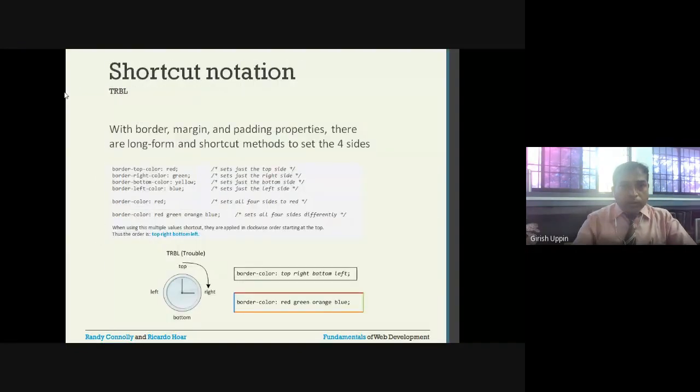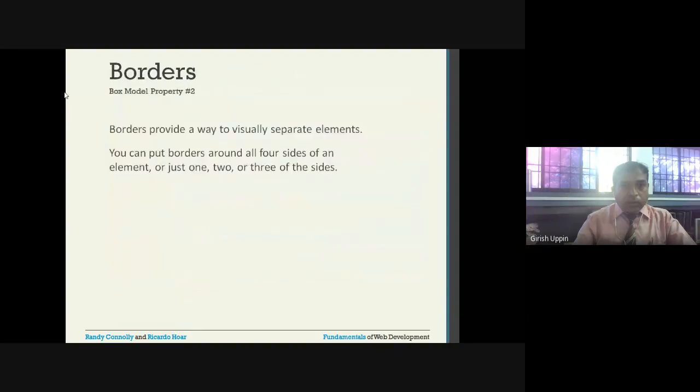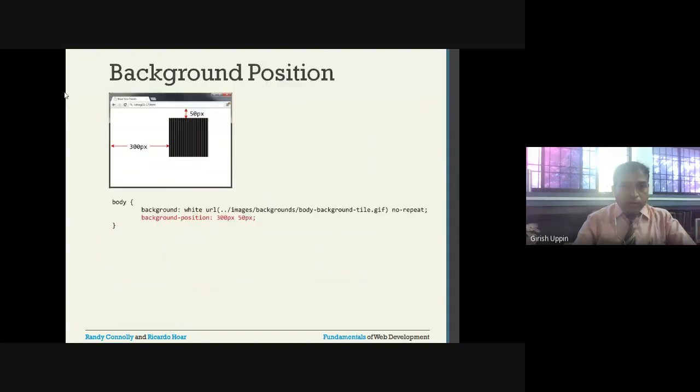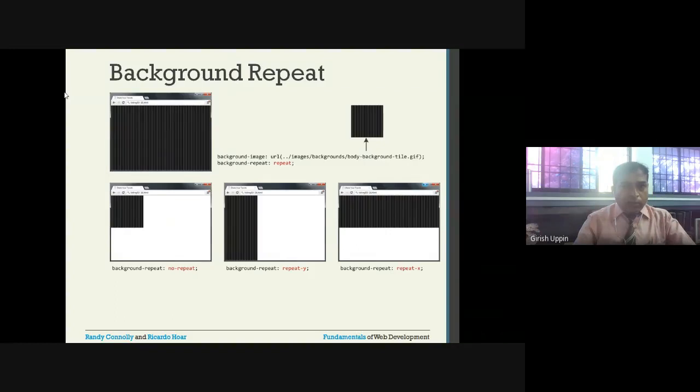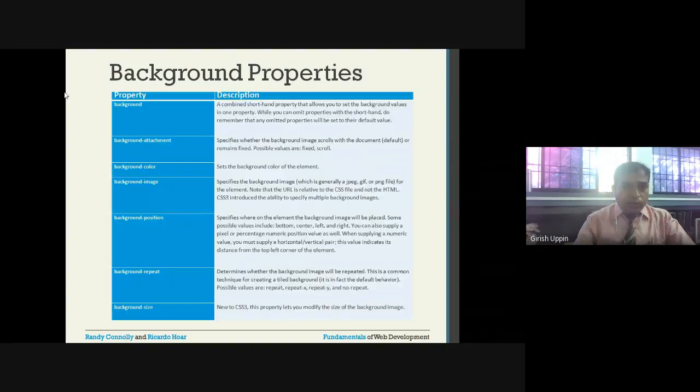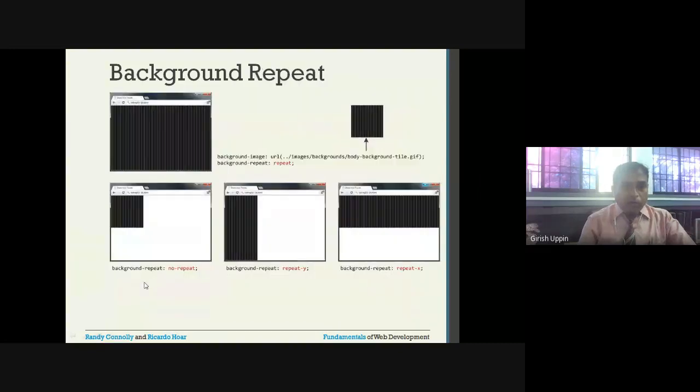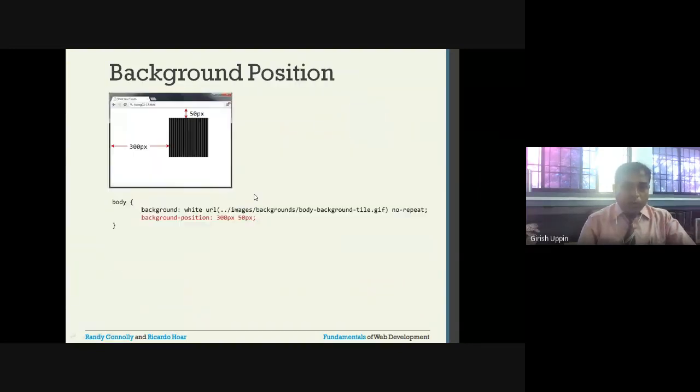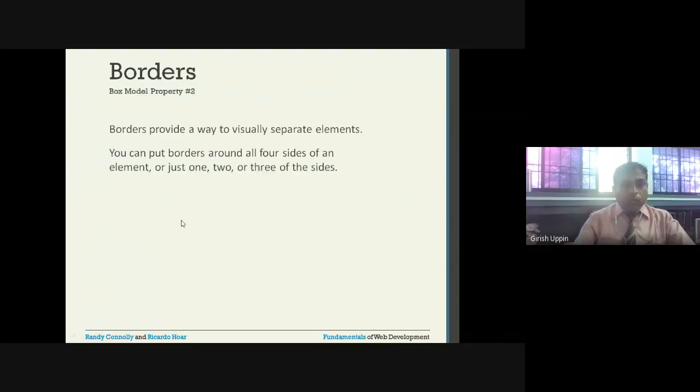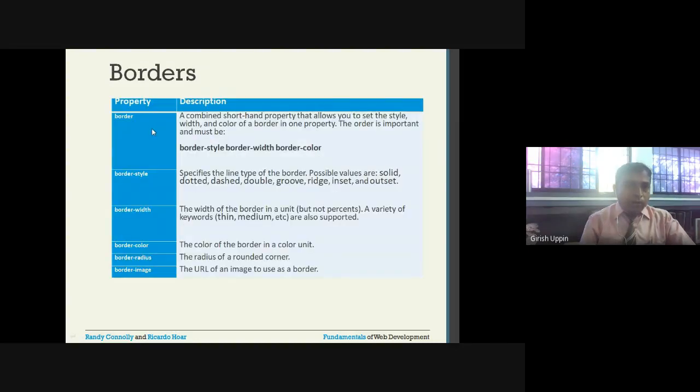Margins, shortcut notation. Quickly, we'll go quickly. We have already seen this background repeat. That is one of the properties for the background, and different values show how it repeats. Then background position, how you want to position. That is the property background-position. And every element has a border, and there are border properties.